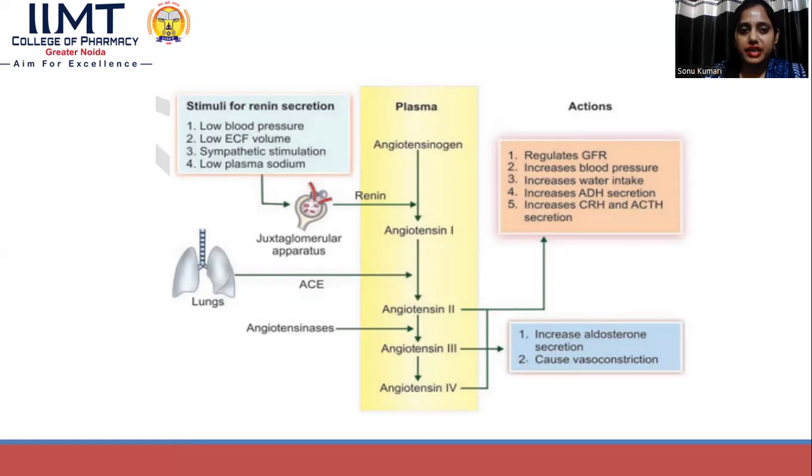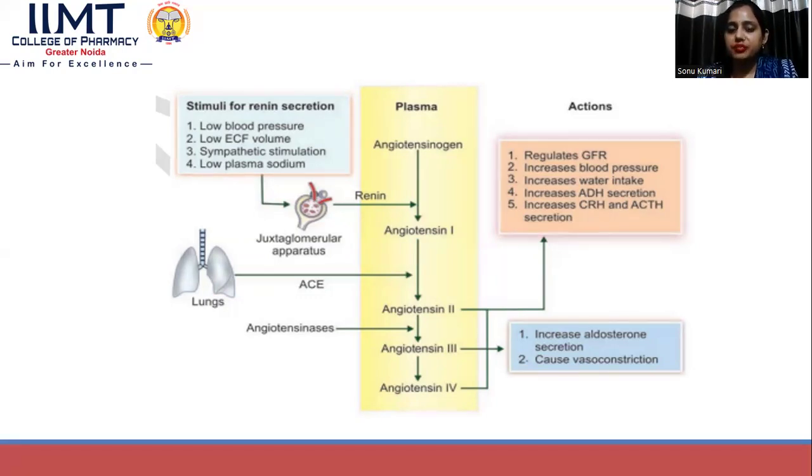So the renin-angiotensin aldosterone system is activated under the influence of stimuli. These are the stimuli: low blood pressure, low ECF volume, sympathetic stimulation, and low plasma sodium. These conditions stimulate the juxtaglomerular apparatus, which releases the renin enzyme.